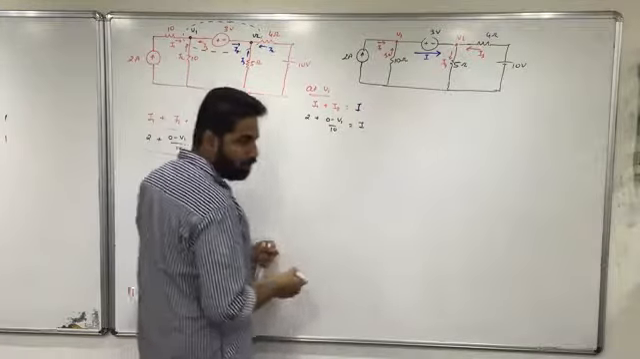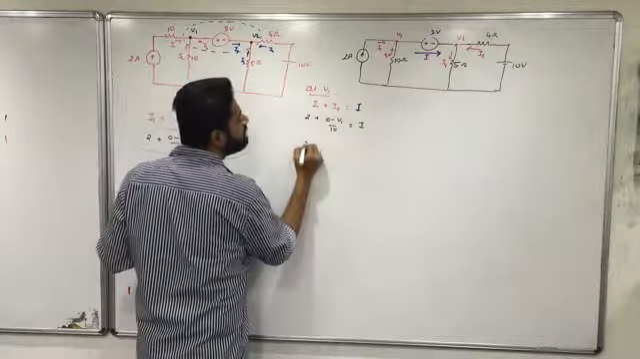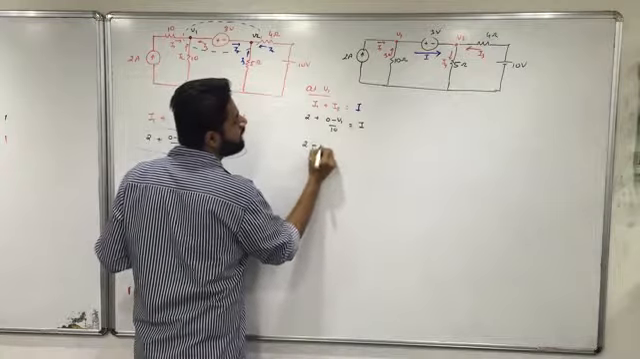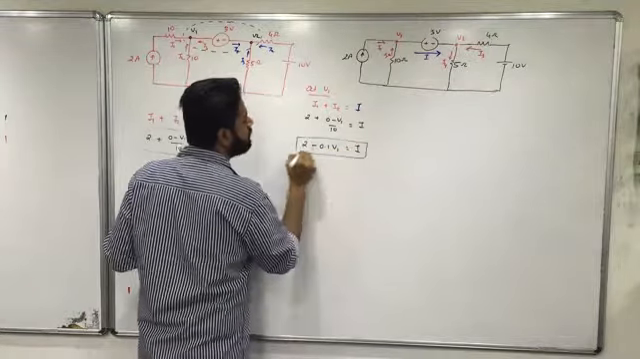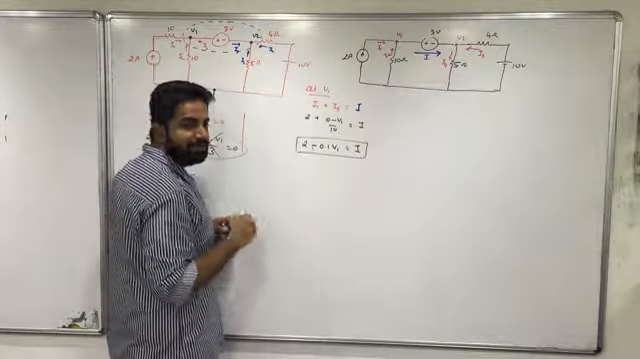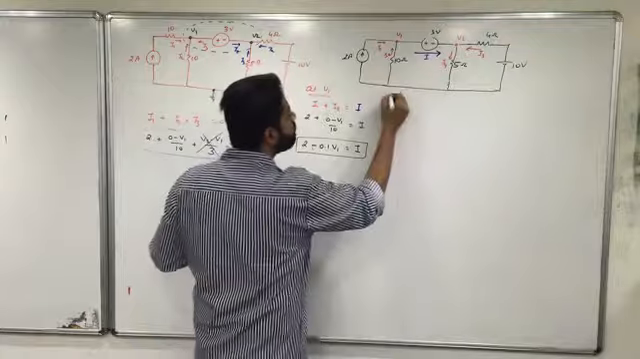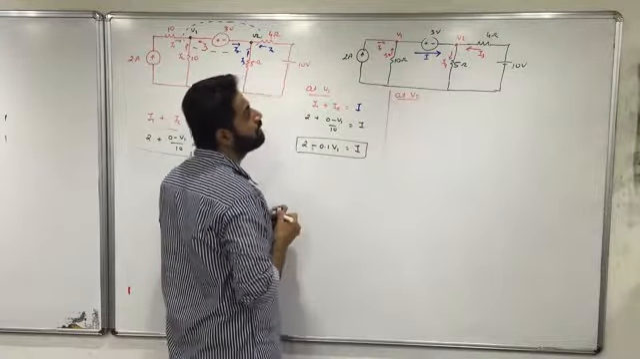Fine. Okay. Now, let's solve it a bit. It's 2 plus, sorry, this is minus. So it's 2 minus 0.1 V1 is equal to I. So this is my first equation. Clear? Fine. Second equation, let's make at V2. At V2, we will write down.